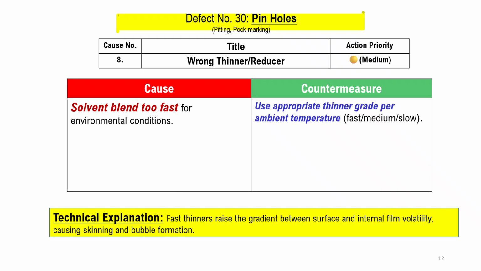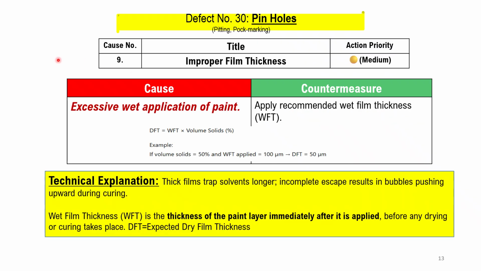Therefore, the recommended countermeasure is to use the appropriate thinner grade as per ambient temperature. Next possible cause? Improper film thickness, that is, excessive wet application of the paint. It can be technically explained as thick film traps solvents longer, and incomplete escape results in bubbles pushing upward during curing.